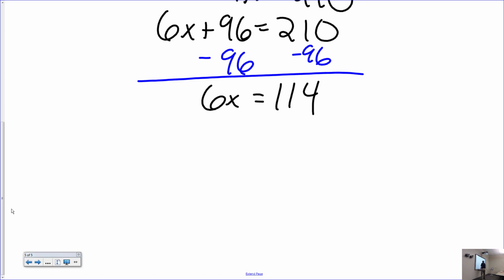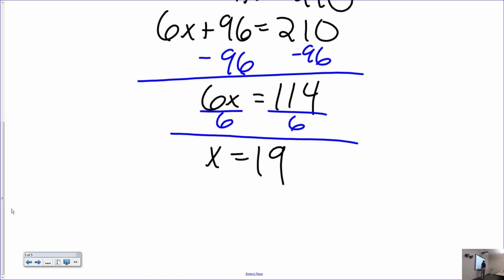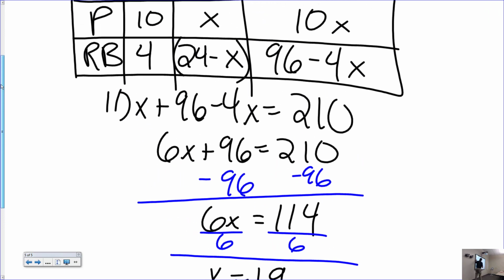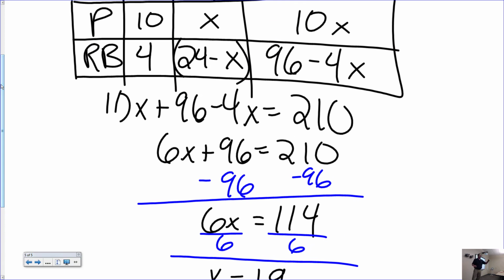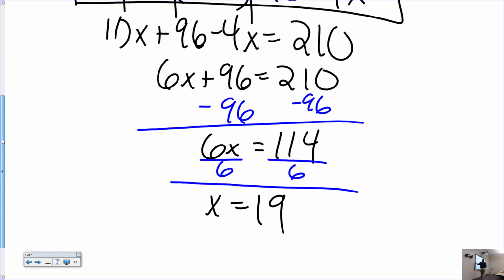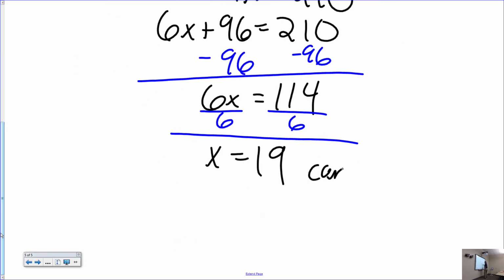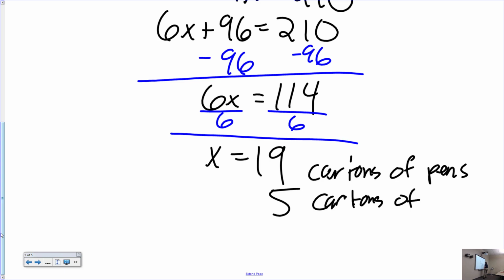How many x's do we have? 19. And again, go back to your table. Where did you put x? Pens. Therefore, how many cartons of pens? 19. How many cartons of rubber bands? 5, because that rounds out to 24. 5 cartons of rubber bands.